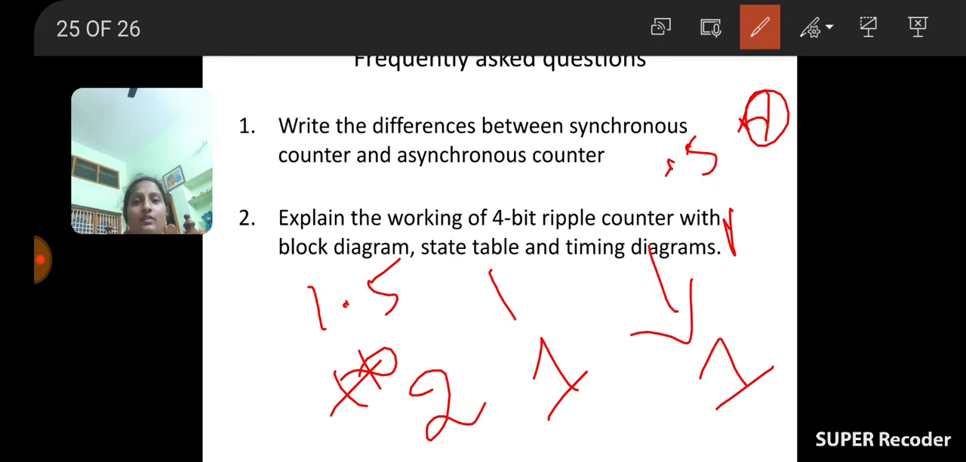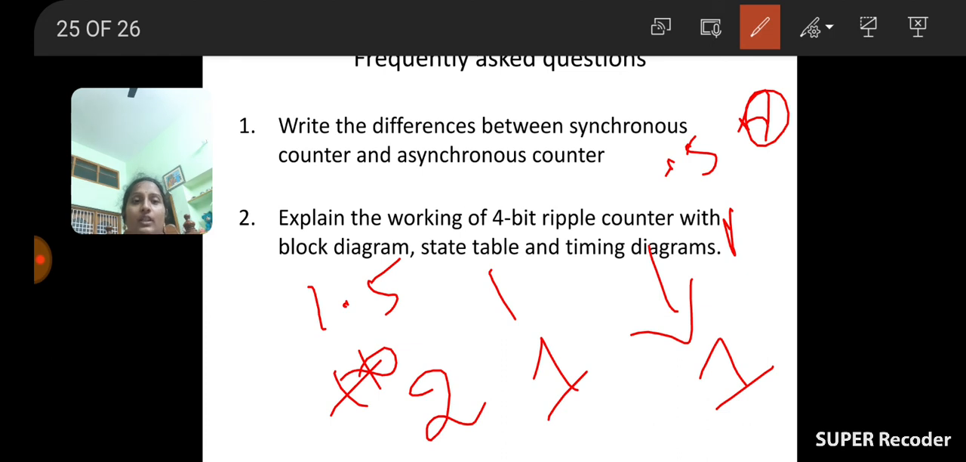Next, the truth table gives the number of states counted by the counter, and based on the truth table, we can draw the timing diagram. Most people know the truth table but are unable to draw the timing diagram. But once we understand the concept of the truth table, drawing timing diagrams is very, very easy. These are the 5 marks questions: the difference between asynchronous and synchronous counters, or the working of a 4-bit counter. And in today's class we also discussed the applications of registers and shift registers. All these are 5 marks questions.